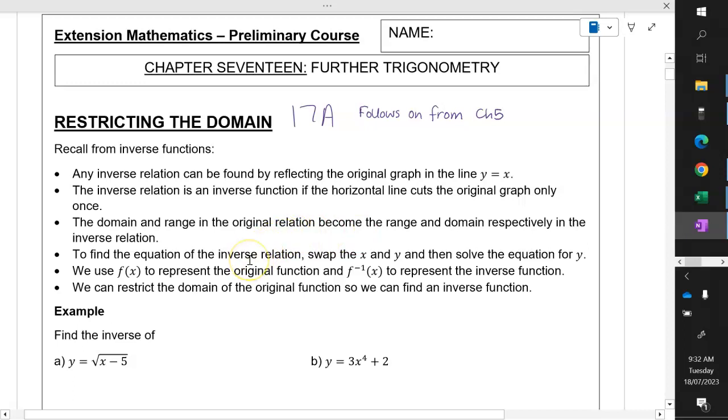To find the equation of the inverse relation, swap the x and y and then solve to find a new y. We use f(x) for the original function and f⁻¹(x) for the inverse. Just be careful where you put that negative 1, so that you don't confuse it with the reciprocal function. And we can restrict the domain of the original function so that we can find an inverse function. So that relates back to that second point: the inverse relation is an inverse function if a horizontal line cuts the original graph only once. If it cuts it more, we often need to go back and restrict that domain if we want to make it a function. So let's work through these.